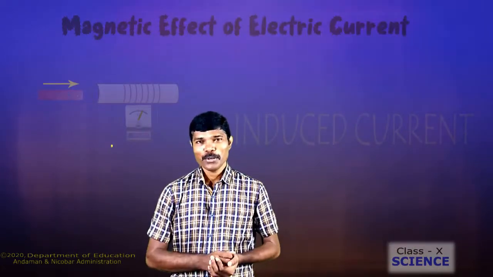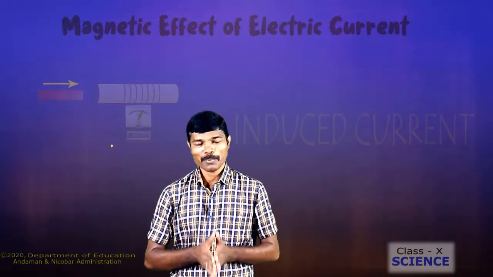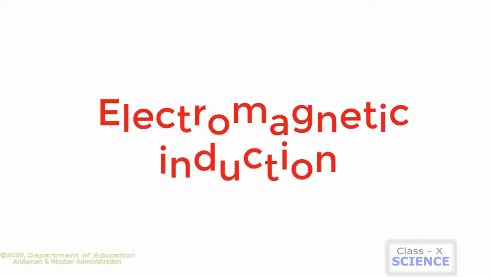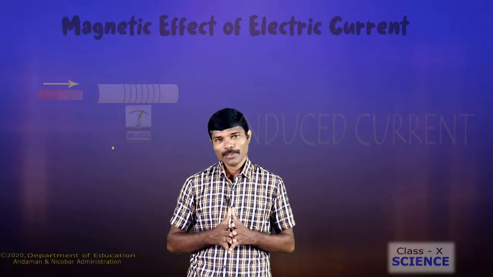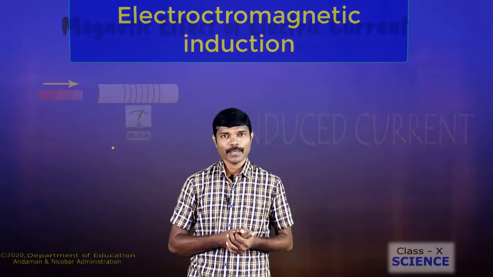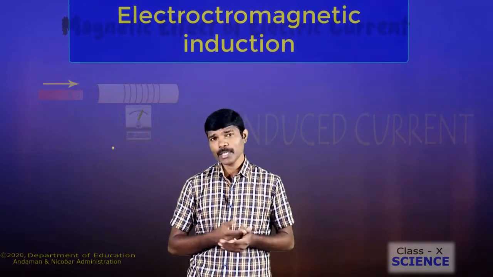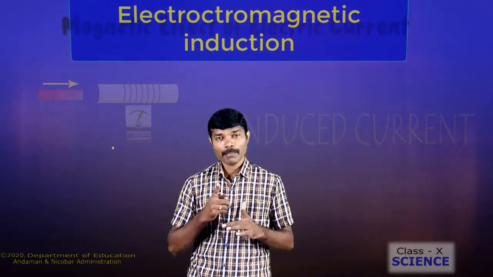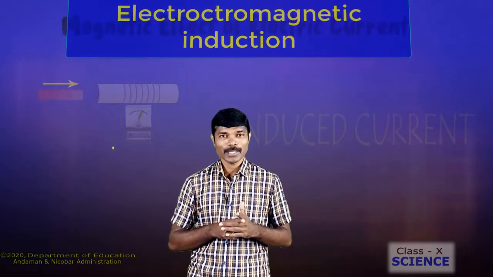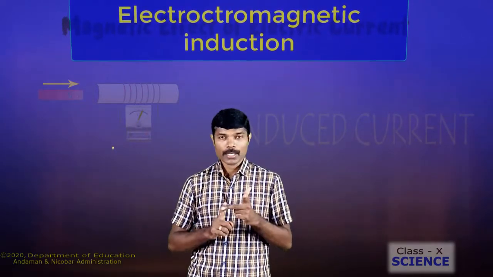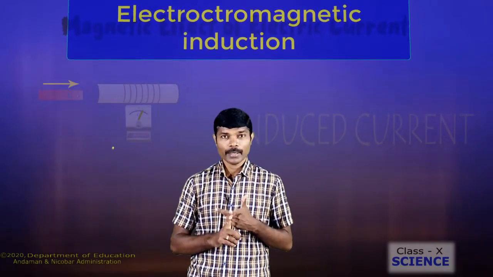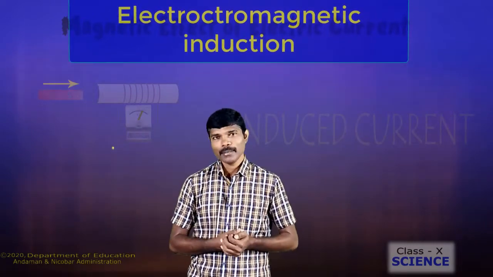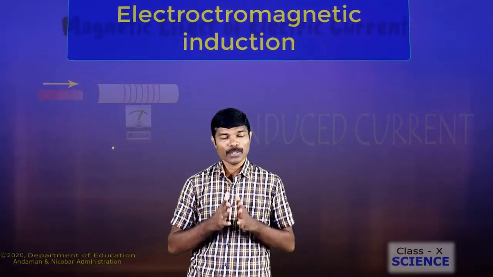In today's episode, we will be seeing one of the most important topics in the magnetic effect of electric current, that is electromagnetic induction. When a current carrying conductor is placed in a magnetic field, force is produced, and with that force the conductor moves. In Fleming's left hand rule, the central finger is for current and the forefinger for magnetic field, both perpendicular to each other, and then the force will be more.